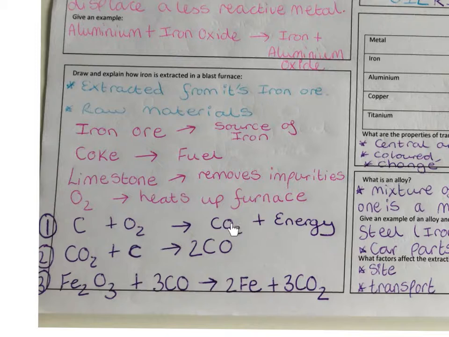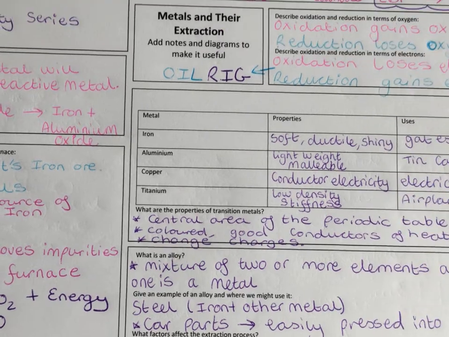So a couple of things with this: there's an awful lot of carbon dioxide flying around. Carbon monoxide, again, is harmful. It happens in 3 stages depending on where you are in the blast furnace.